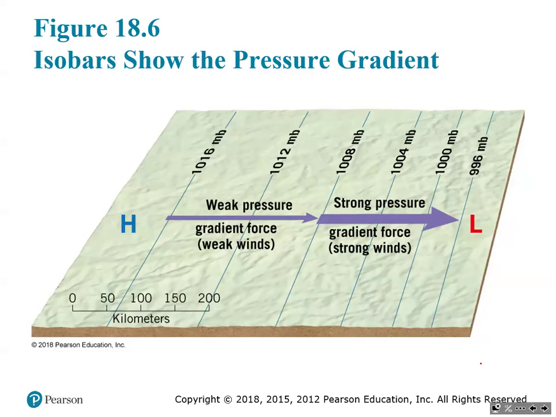But just in general, the pressure gradient force will go from high pressure to low pressure. And when the lines are far apart, it'll be weaker. When the lines are closer together, it'll be strong. So when you have a low pressure gradient, you'll have weak winds. When you have a high pressure gradient, you'll have strong winds.